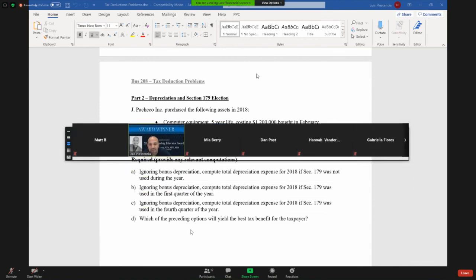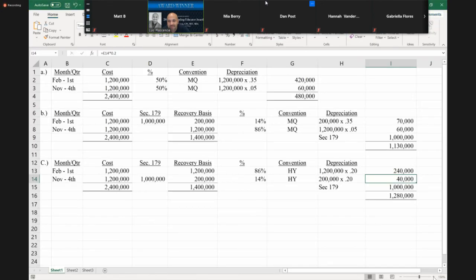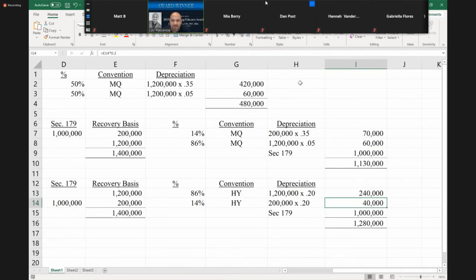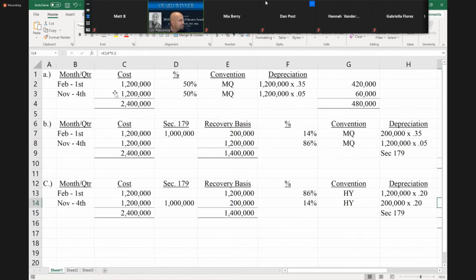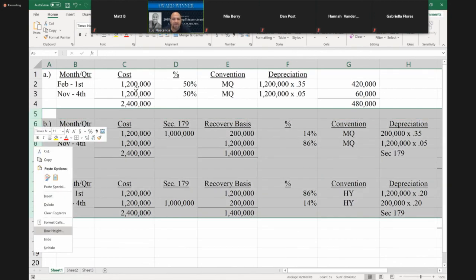What do you guys think? Just by me telling you that, you should all know this. Mid-quarter convention. So here's the mid-quarter convention, and I'll go back to the tables in a few minutes. You see the answer? I'm going to hide these real quick, and I'll unhide them. The first answer is pretty straightforward.